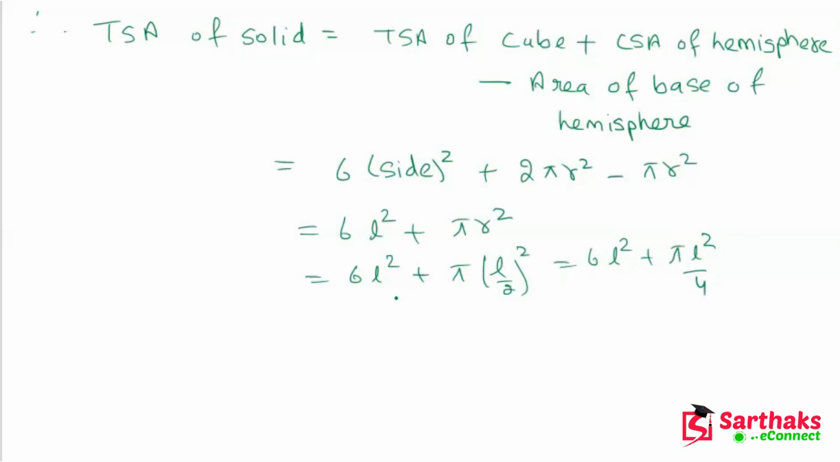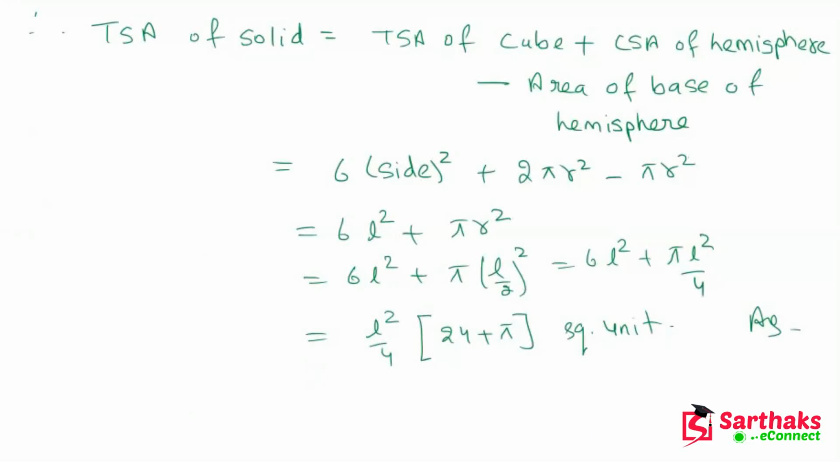Now from this we can take the common L square upon 4 and we get 24 plus pi, which is square unit. So this is our required answer. So my dear friends, I hope you understand these questions. Now let's move on.